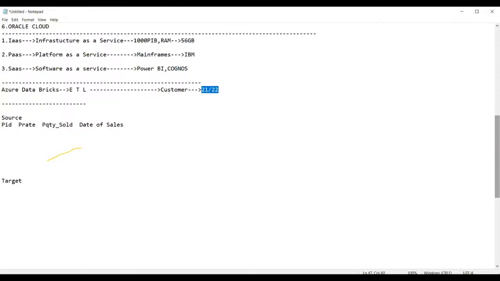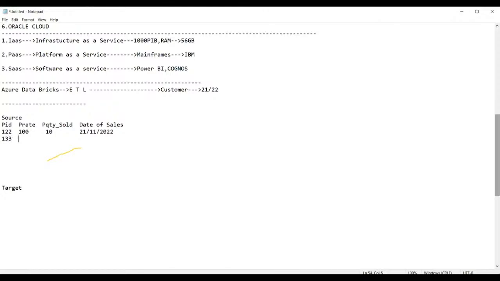So guys, first of all, to know this query or to report the same to the customer, what do you require? You require the source, consisting of the following information: product ID, product rate, product quantity sold, date of sales. Let us give the product ID something like this. Product rate, let us give it as 100 rupees. And the quantity sold is 10. And the date of sale is 21-11-2022.